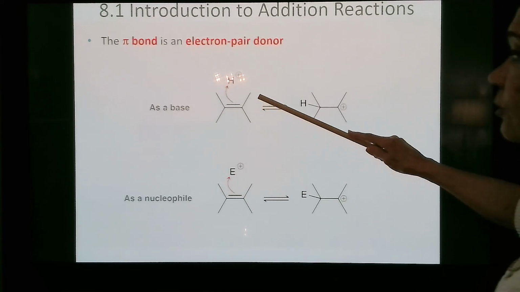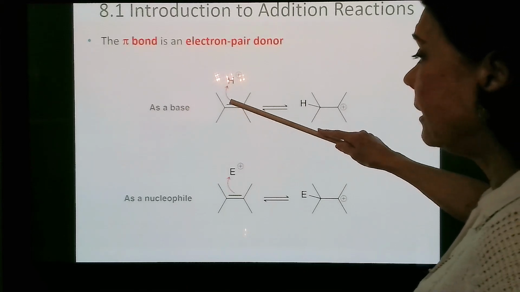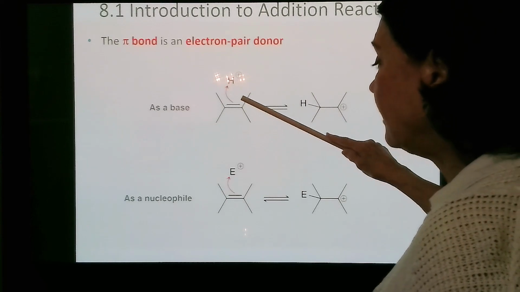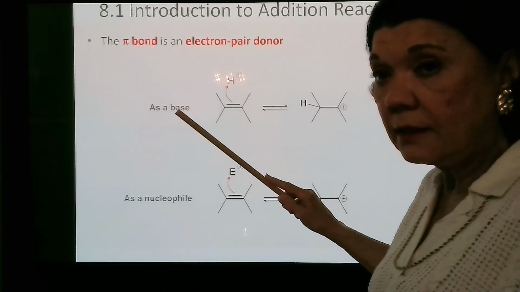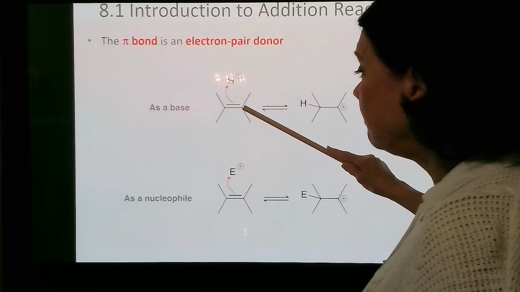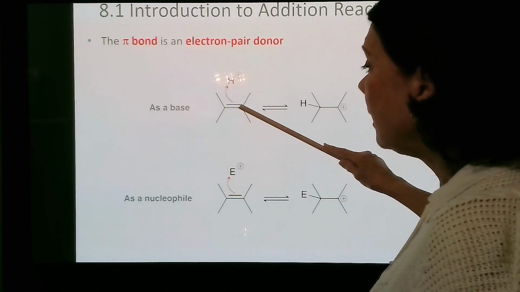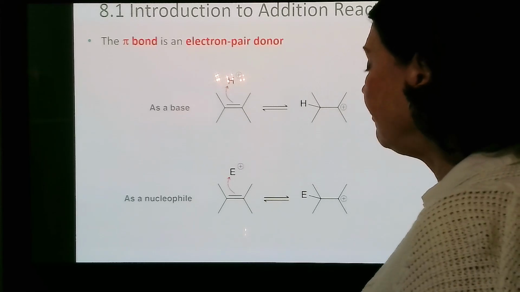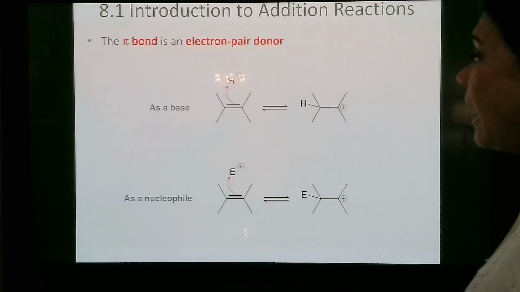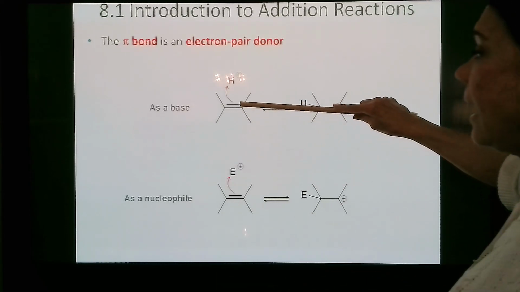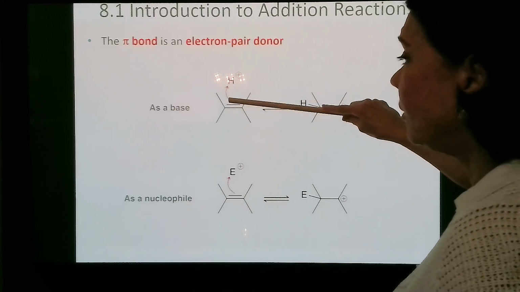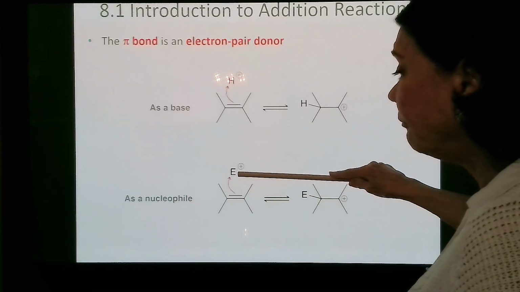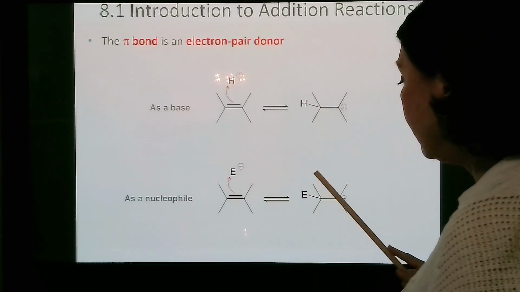So the introduction to the addition reaction. The pi bond, as you know, is electron rich. Here you have the pi cloud. It's going to be outer lying. It's not going to lie in between the two atoms. It's going to be above and below the plane of the molecule. And so you have already seen how the pi bond can function as a base to attract a proton. It can also function as a nucleophile to attract an electrophile.